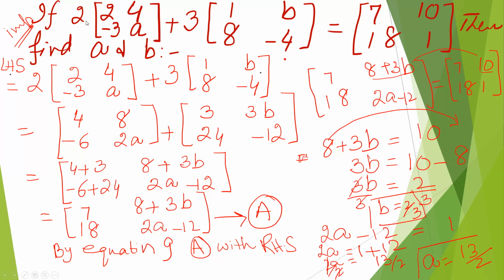So what you have to do, first you have to multiply this matrix by 2, this matrix by 3, and simplify it. You will get this. This is called A. Now you have to equate the left hand side with the right hand side. We have to find the value of a and b. So the first element, there is no a and b. That is why I didn't touch it. Go to the second one. Here is a and b. So second with second. Make an equation. 8 plus 3b is equal to 10. Find the value of b. 2a minus 12 is equal to 1, and then you will find the value of a.